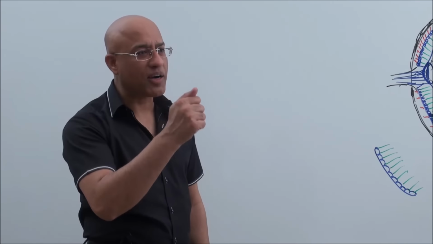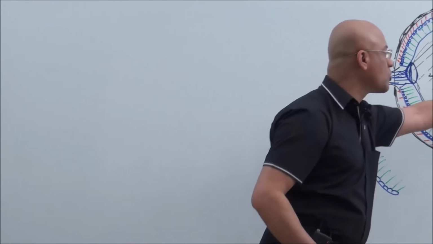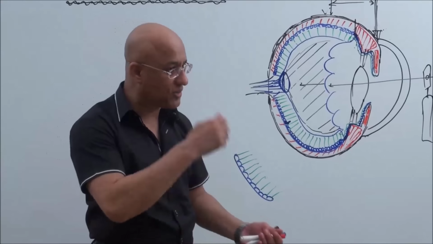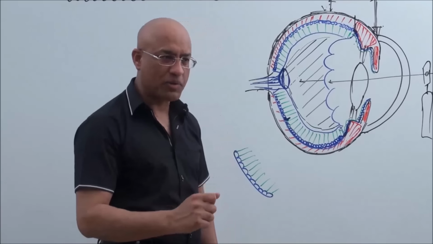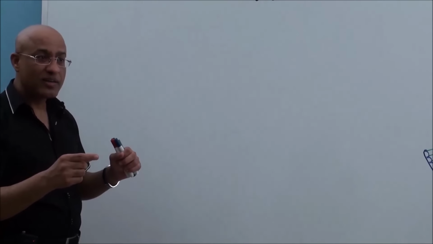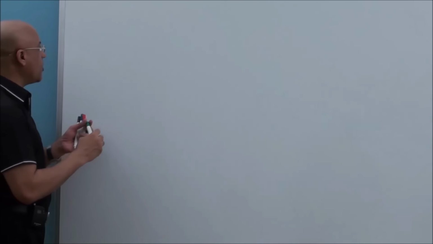Retina is the only part of the central nervous system which you can look at through an ophthalmoscope. It means the retina is derived from the neural tube. Now let me tell you exactly how.